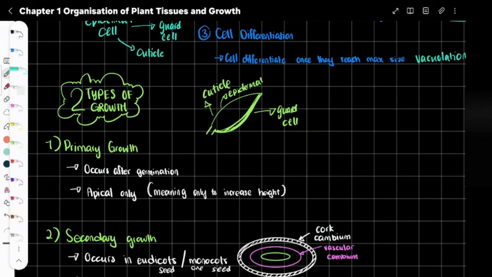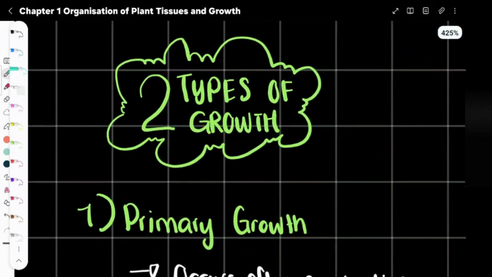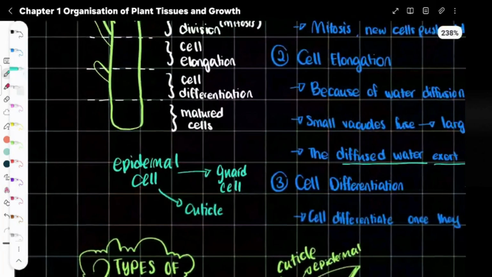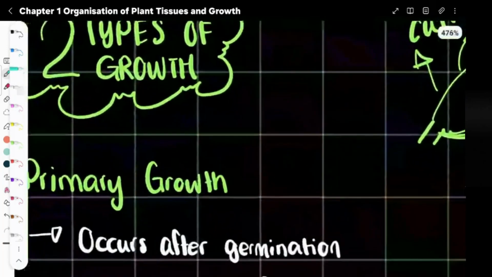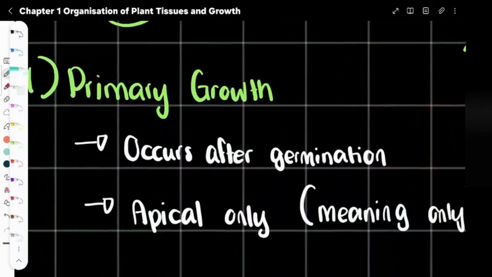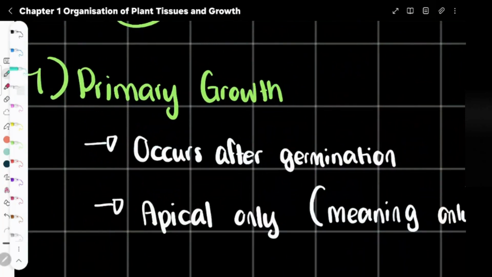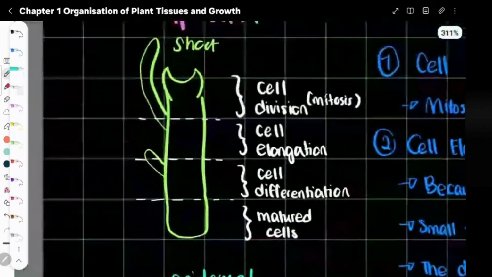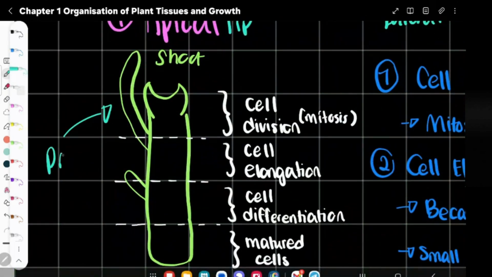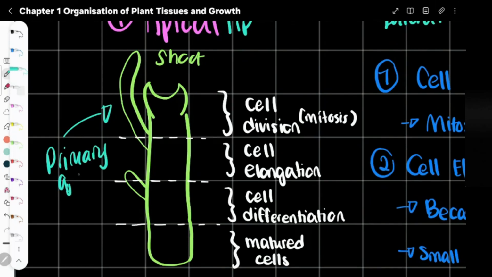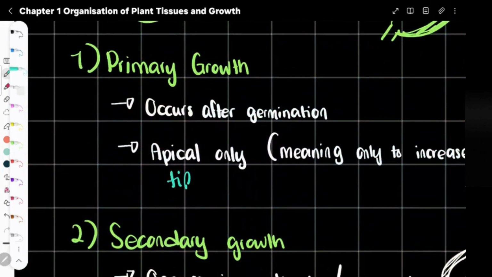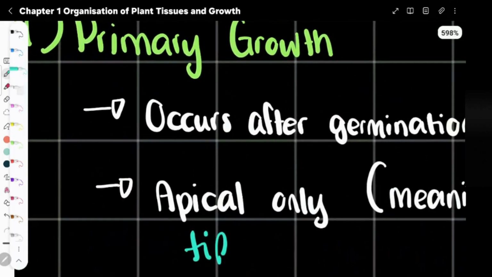Very understandable, right? Now, there are two types of growth that you have to know. Just now I explained the apical. The primary growth only happens for the apical. Technically, what I just explained is primary growth. So primary growth is only for the apical. What is the meaning of apical? Only the tip. So if only the tip can grow, what does it mean?